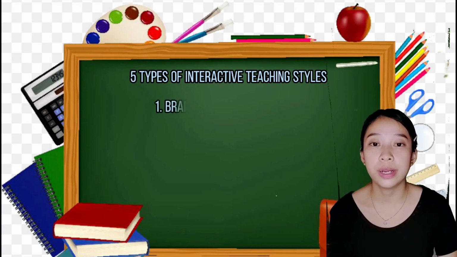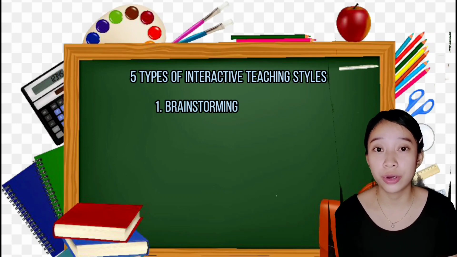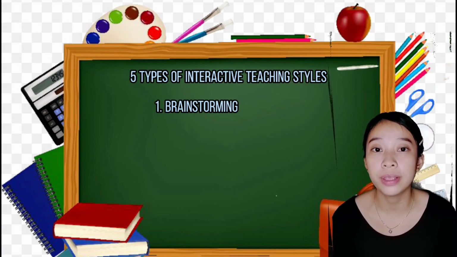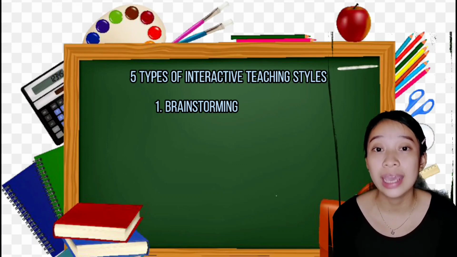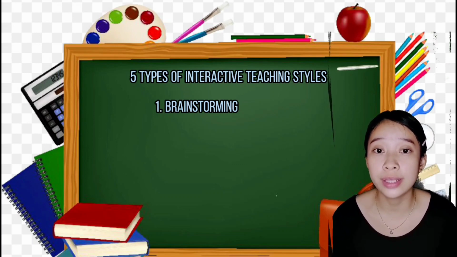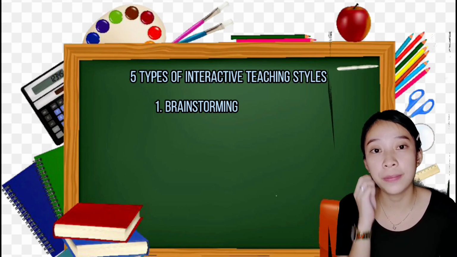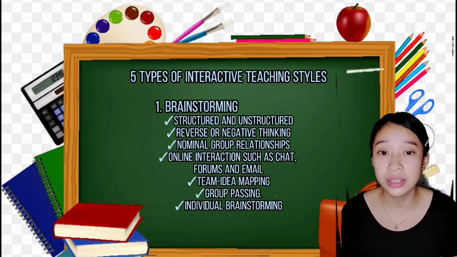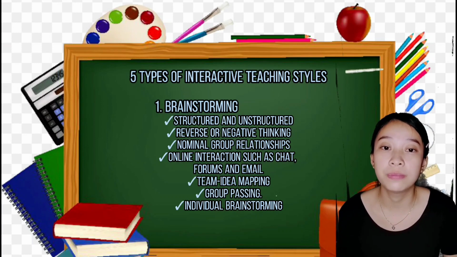The first one is brainstorming. Interactive brainstorming is typically performed in group sessions. The process is useful for generating creative thoughts and ideas. Brainstorming helps students learn to pull together. These are some types of interactive brainstorming: structured and unstructured, reverse or negative thinking, nominal group relationships, online interactions such as chat, forums, and email, team idea mapping, group passing, and individual brainstorming.